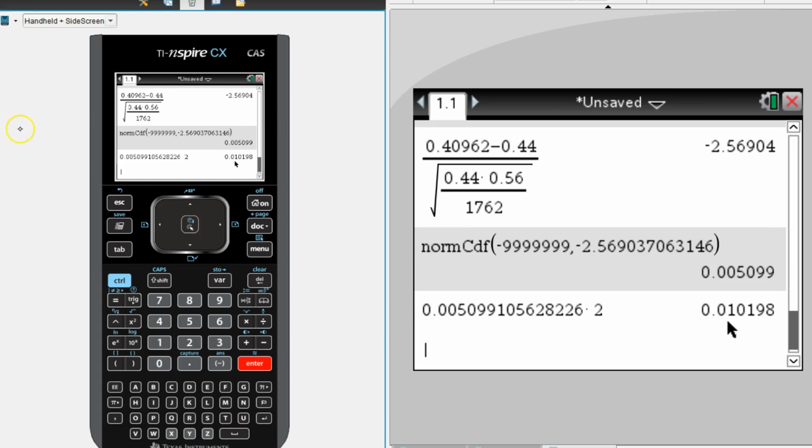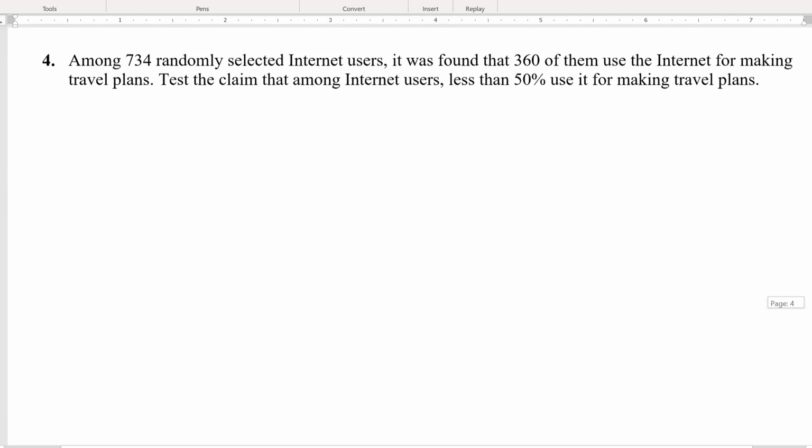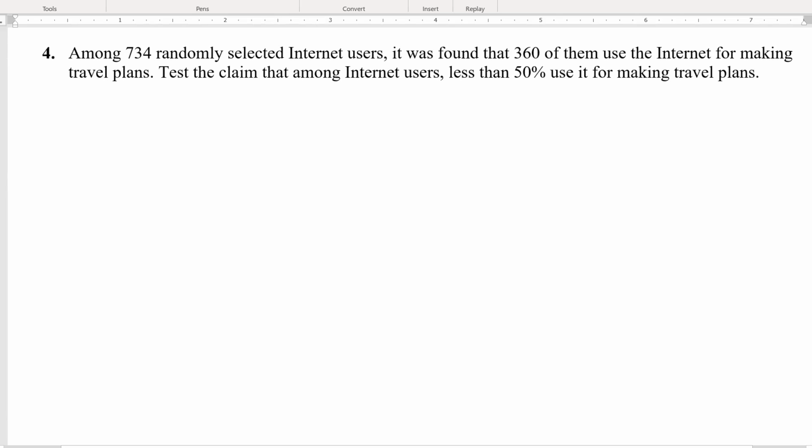Okay, so our p-value would be 0.0101. This is a two-tail test. We double the p-value. We get two tails. We find whatever tail we have and double it. All right, couple more.